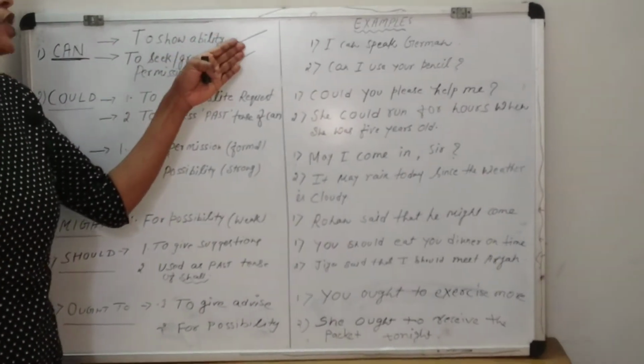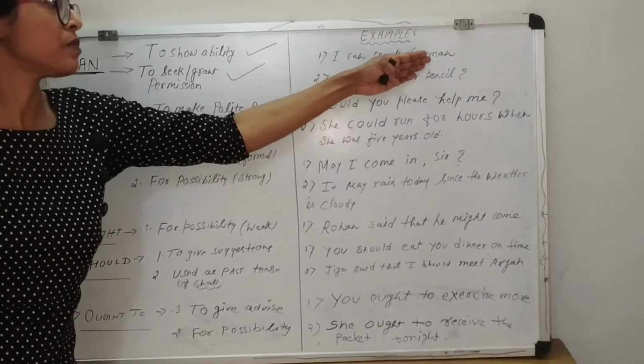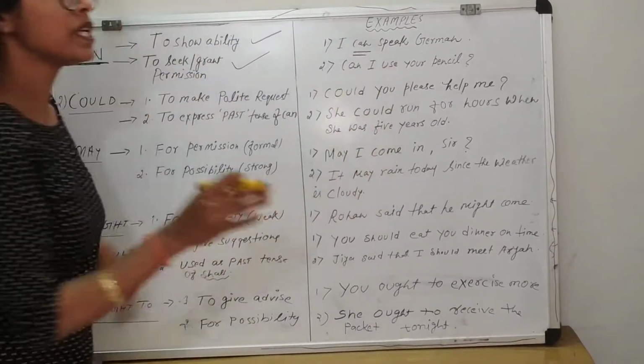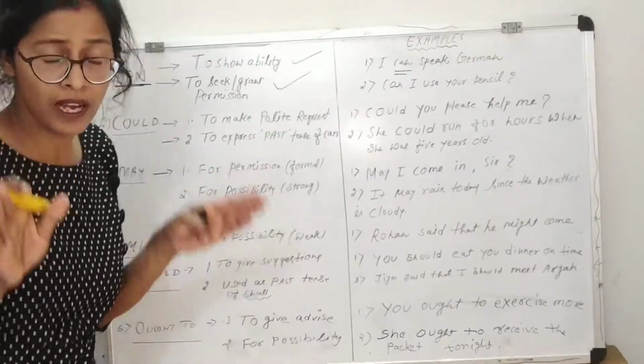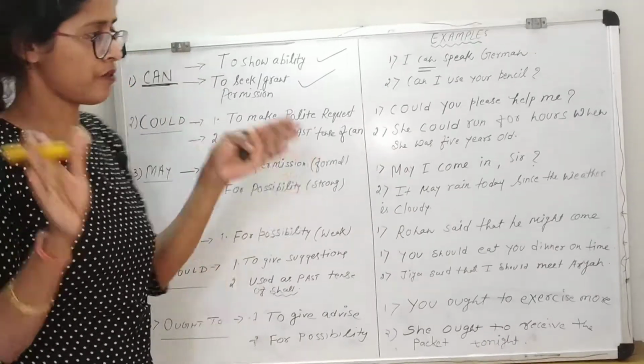Suppose you are talking about the ability of a person, you will use can. I can speak German. It means you are talking about your ability to speak German. Yes, you have the ability to speak German. That is your ability, right?